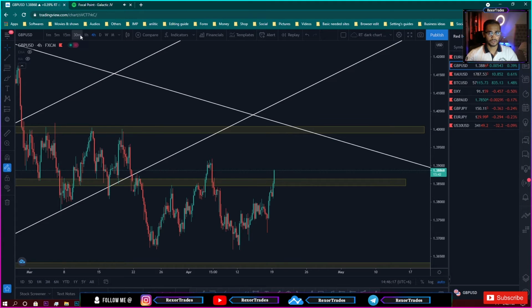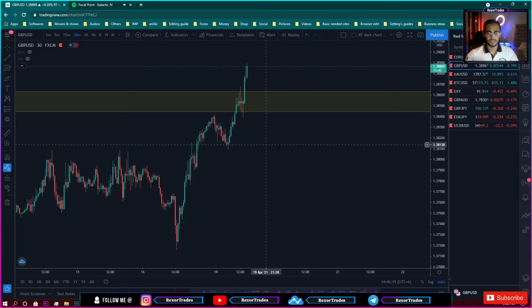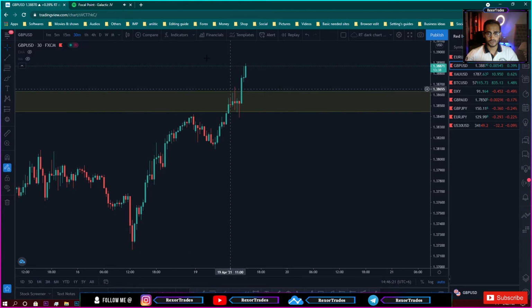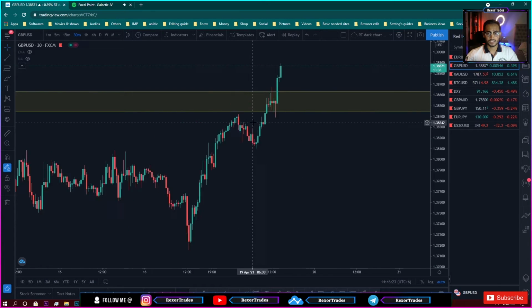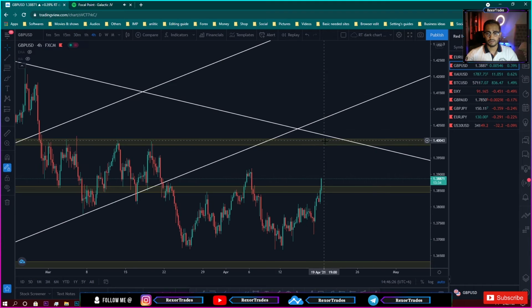Or you can go even to a shorter time frame, like a 30 minutes time frame, and get a closer stop loss right around here, and set your TP right around at this zone right here.